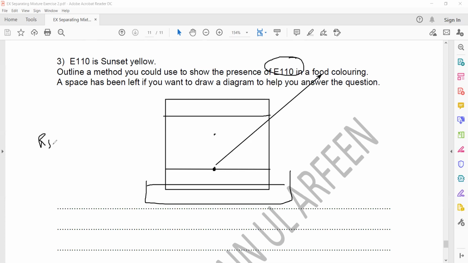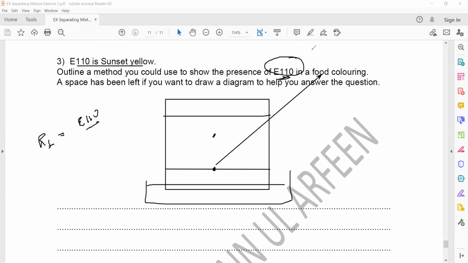How to measure the RF value? Distance moved by the spot divided by the distance moved by the solvent. After measuring the RF value of the sample, you will compare it with the standard RF value of E110. If both RF values are the same, it means the sample or the food color contains E110.